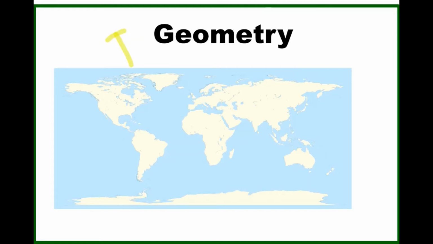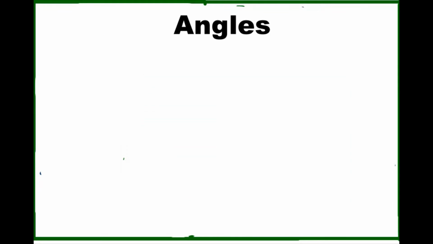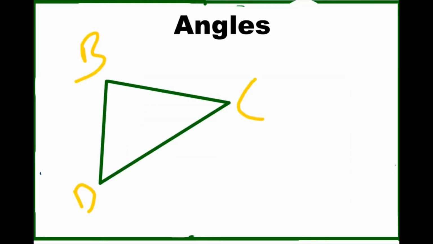So let's start off by defining the different angles we get. An angle is formed when two straight lines meet at a point. If we look at this triangle, we can see that line BC, which is a straight line, and DC, which is also a straight line. Two lines meet at a point D, then there's an angle in between there, and there's an angle at B and an angle at C because two lines meet.